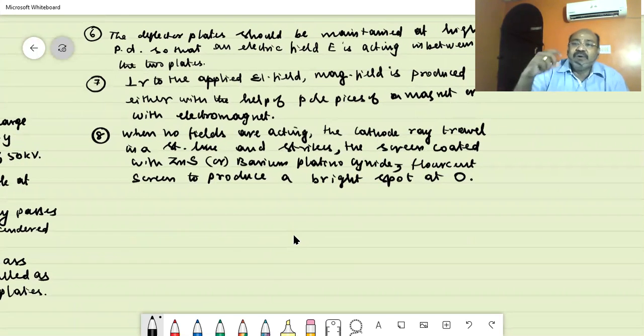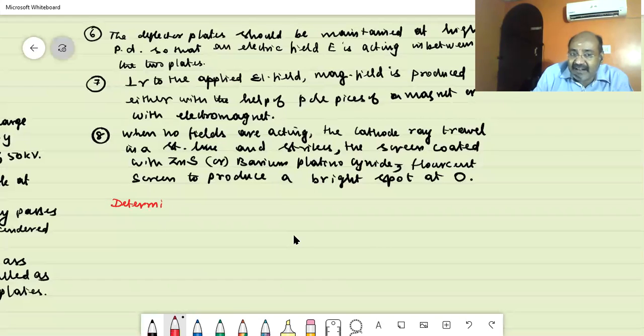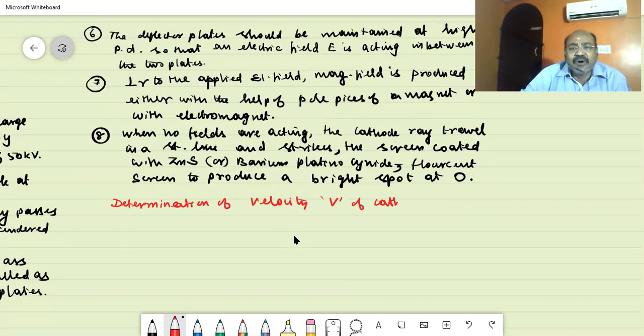Now, I have to determine e by m. First of all, in order to determine the e by m, the velocity of the cathode rays should be determined first. So first of all, I am going to determine the velocity of the cathode ray. So determination, let us write like this: determination of the velocity V of cathode rays. Okay, how you can get determination of the velocity V of the cathode rays.